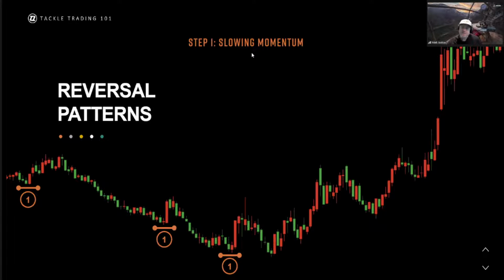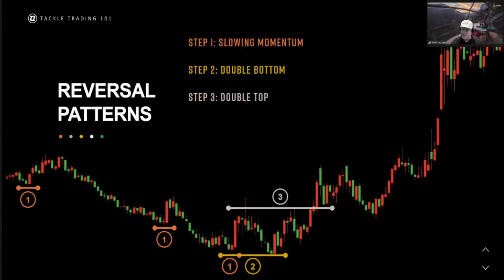So what are those processes? Step 1. We don't have to, because you got the 1, 2, 3 pattern, but typically we see slowing momentum. Typically you see slowing momentum occur. And then you have the double bottom, and then you have the double top, and then you have the violation of resistance. Once again, to change something, you have to do what? You have to break something.